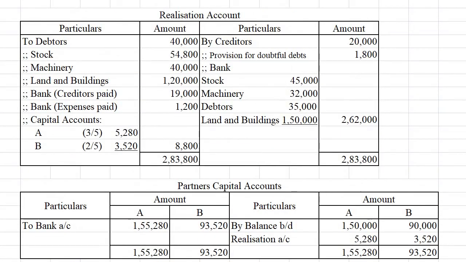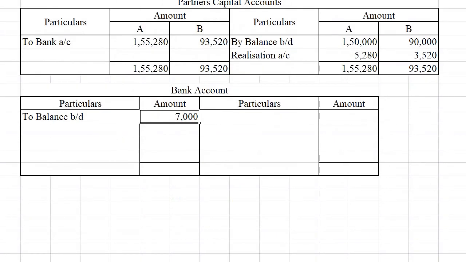All the entries means all the cash entries. See here, bank is on the credit side. That means bank account debtor to realization. So in the bank account we have to write 'to realization'. To realization we have written 2,62,000. That means the realized value of assets.